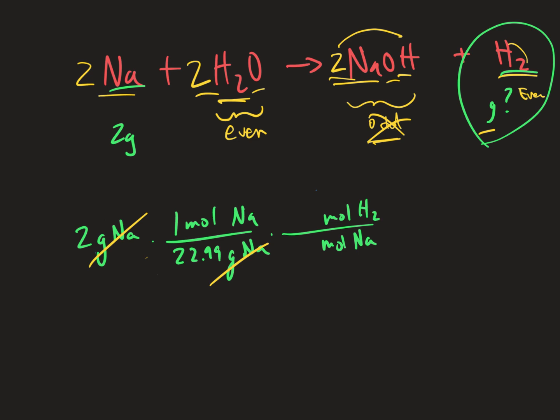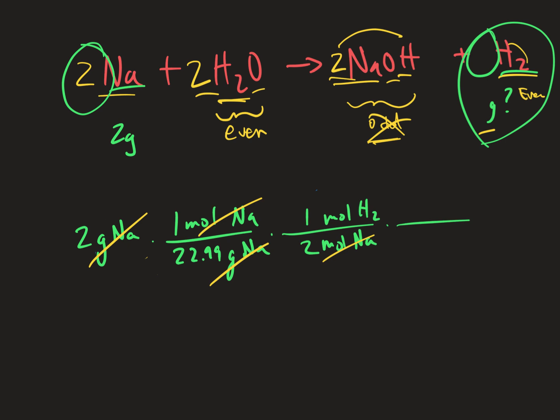And what's the mole-to-mole ratio? 1, 2. Yeah, 1, because that's the coefficient of hydrogen, and 2, because that's the coefficient of nitrogen. Y'all with me? Okay. So moles of sodium go away. We're at moles of hydrogen. We still have to go to grams of hydrogen, so keep going.